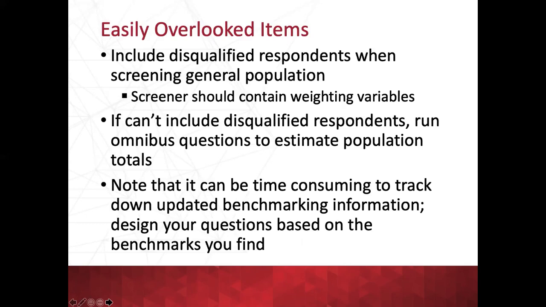If you can't include the disqualified respondents for different reasons in terms of how you're fielding the survey, or you have a survey now that you need to weight where you didn't do that, one of the things you can do is to run an omnibus question. Research firms will run one, two, or three questions for you, which you can use to estimate the population totals. Those will go to a GenPop sample.